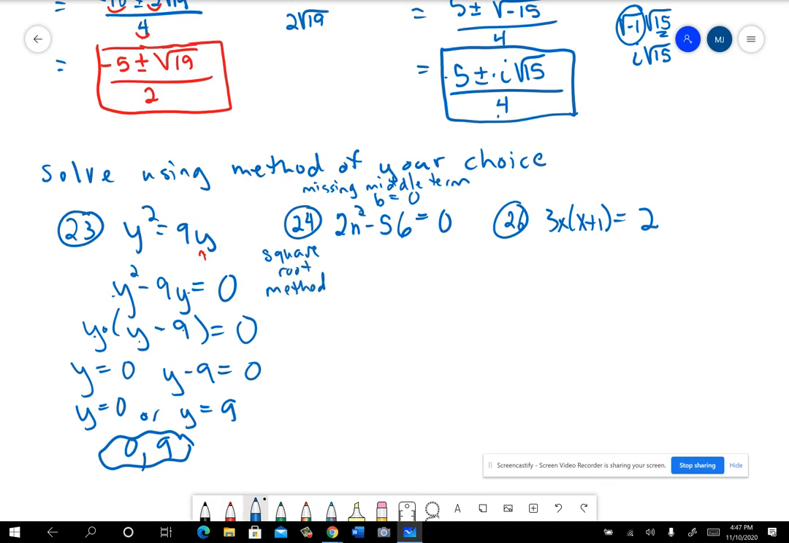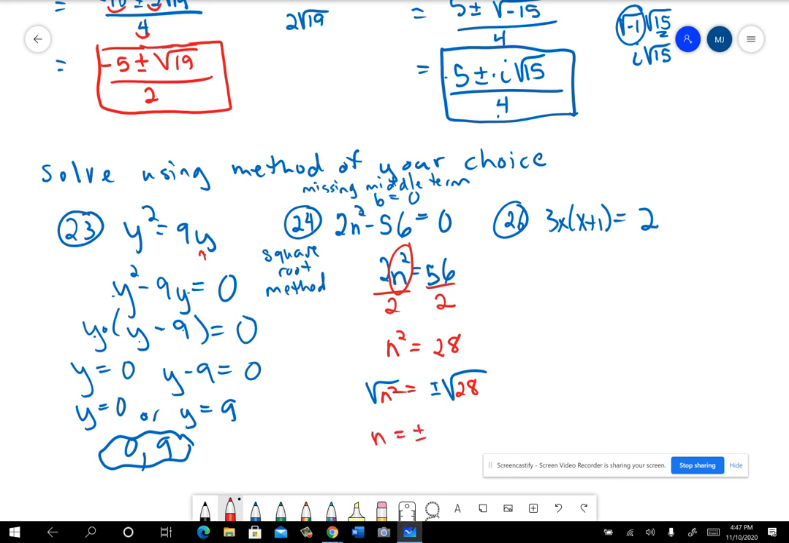Okay, so if I'm going to use the square root method, that's the only one where you don't work on getting a 0. Instead, I'm going to add 56. Don't take the square root until you get the squared part of this by itself. So you have to get this by itself before you take the square root. So divide by 2. That's going to get you to n squared equaling 28. Now you take the square root of both sides. Don't forget to take both square roots. And you wind up with your n equaling positive or negative square root of 28.